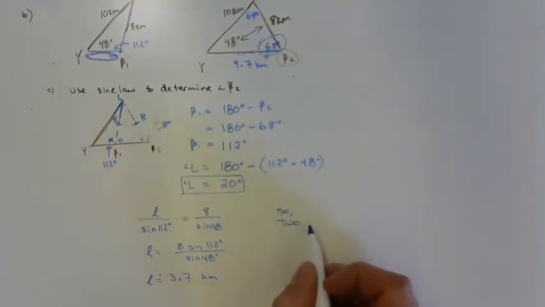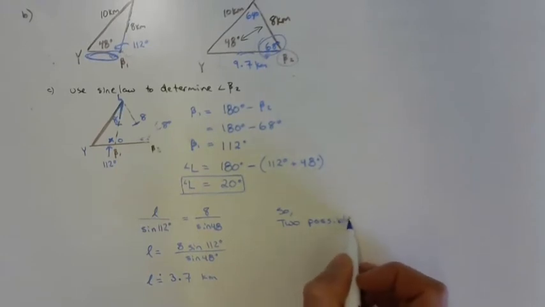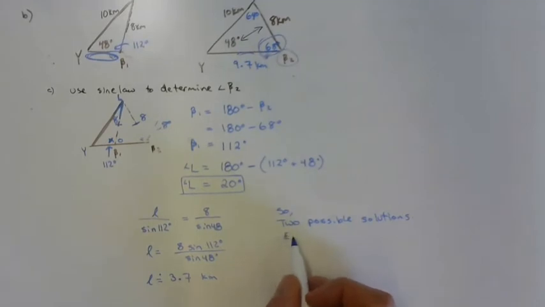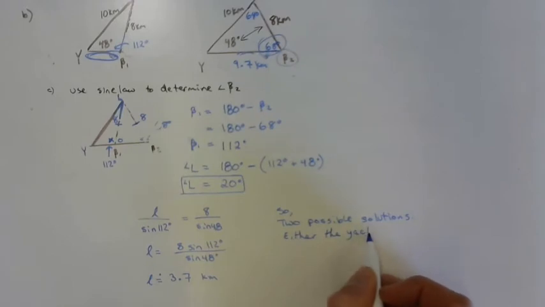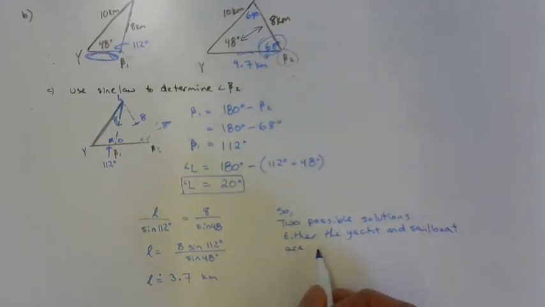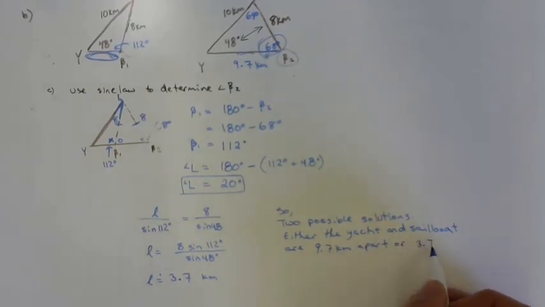So, 2 possible solutions. Either the yacht and sailboat are 9.7 kilometers apart, or 3.7 kilometers apart. The information that we have is not enough to determine what situation we're in. Ambiguous case.